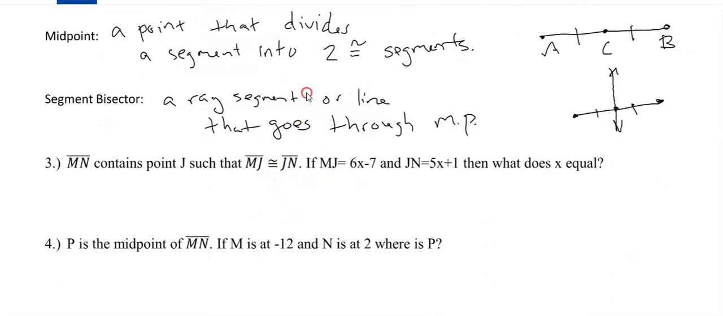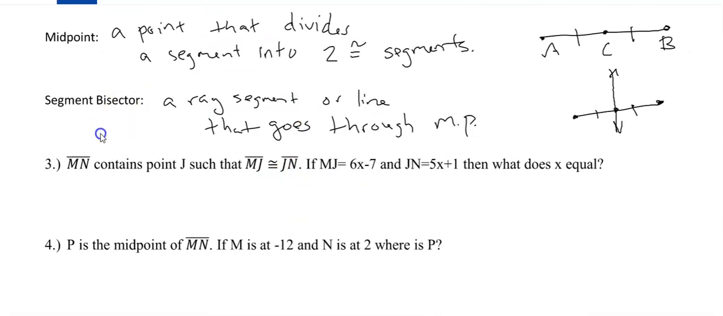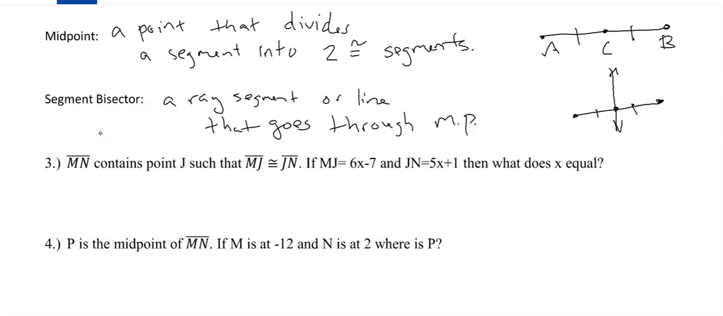So let's do another one here. This one has to do with midpoints though. So on this one right here, it says MN contains J such that MJ equals JN, or is congruent to. Oh, that means it's the midpoint. So draw it out. Everything in geometry you want to draw out if you can. MN contains J such that it's the midpoint. Now MJ is going to be 6x minus 7 and JN is going to be 5x plus 1.